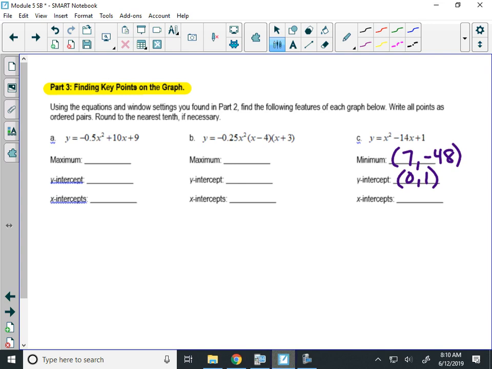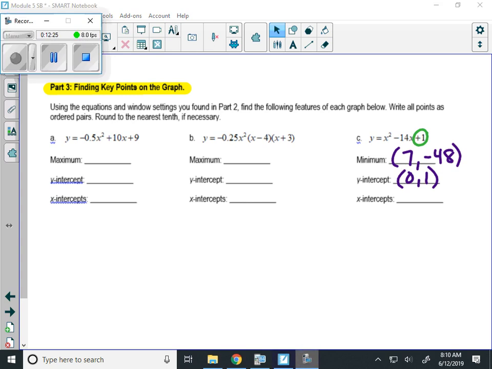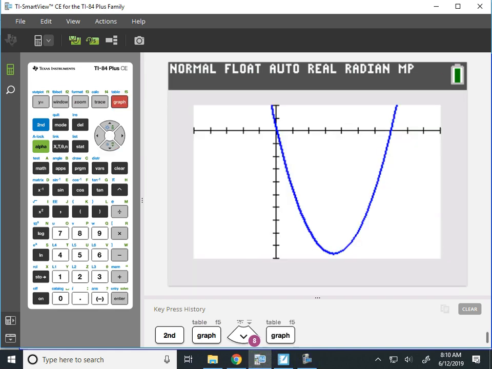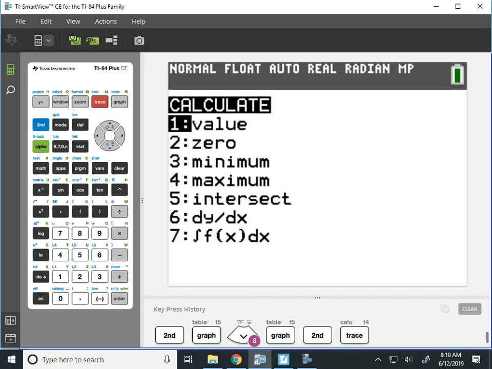Okay? You should also notice, we'll talk about this more later this year, that happens to be the constant on the end. One more thing from the table there. I could have seen that if I go down to 7 here, I have the ordered pair 7, negative 48. That was our minimum. All right, now to trace the x-intercepts, I need to do the following. I hit second trace, and I'm going to choose actually the number 2, which says zero. Zero is another name for the x-intercepts of the function.